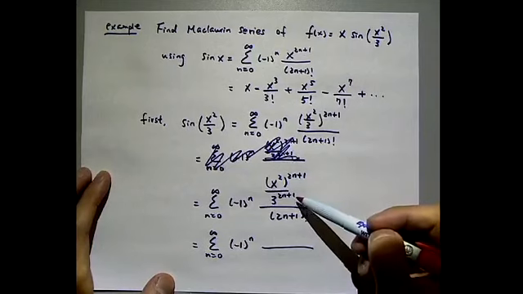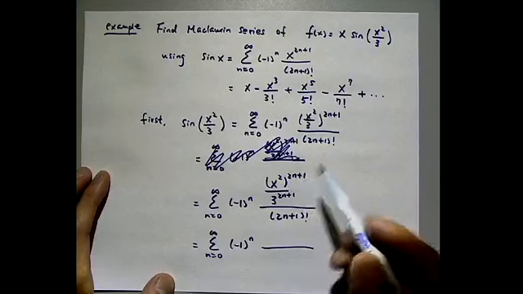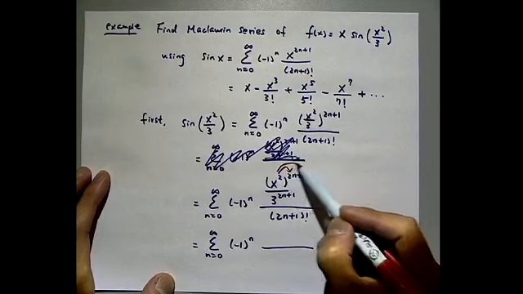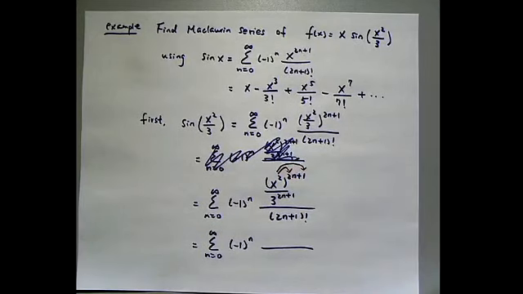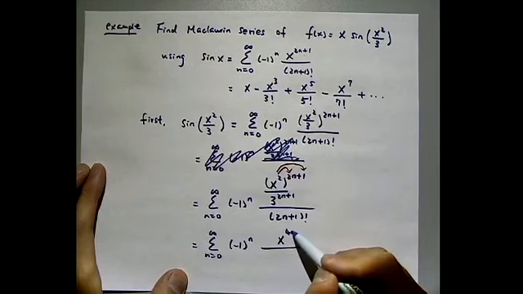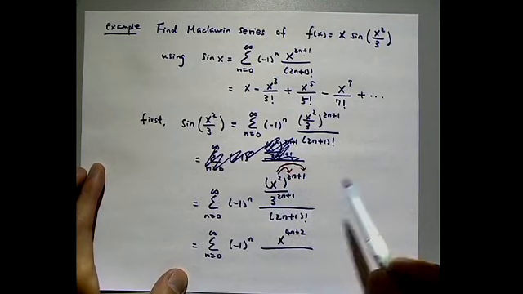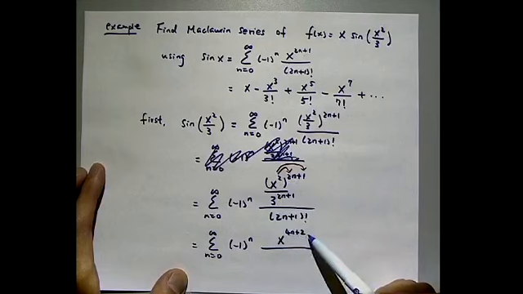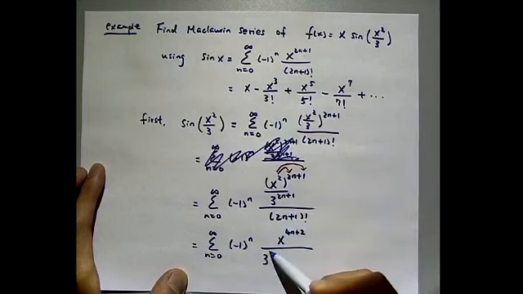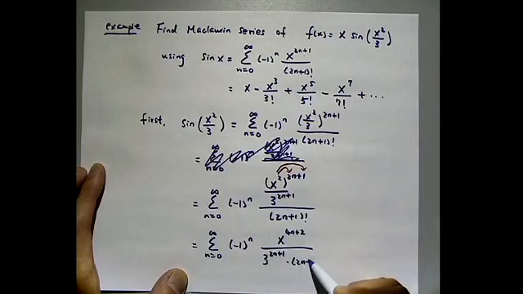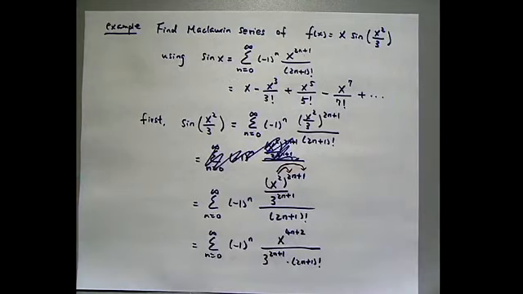Then let's bring this 3 to the 2n plus 1 downstairs with 2n plus 1 factorial. And then up here, when you multiply this together, remember 2 goes into here and that. Now the numerator, therefore, is going to be x to the 4n plus 2, right? 2 times 2n plus 1 is 4n plus 2. And then downstairs is 3 to the 2n plus 1 times 2n plus 1 factorial. Okay, so we took care of the sine part.